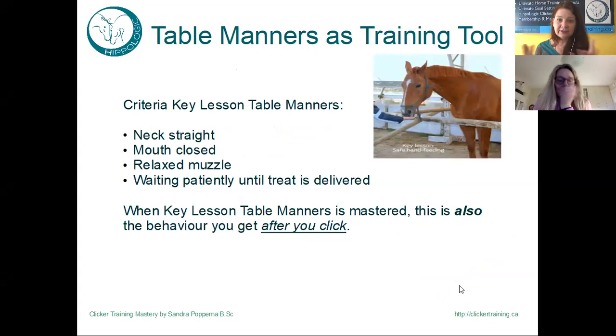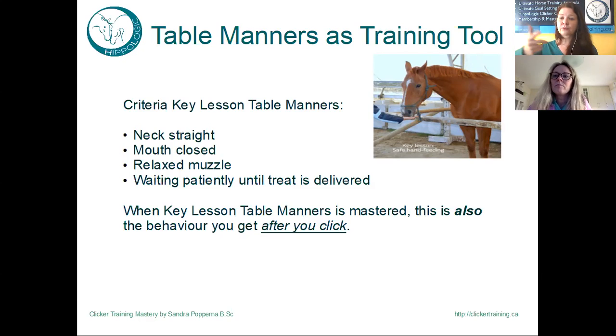So key lessons as a training tool, like the criteria for the key lessons were neck straight, mouth closed, relaxed muzzle, and waiting patiently until the treat is delivered. Most of the criteria are also still used after the click. Like when I sent Kira over to the cone and when she turned around, she did come to me, but she didn't really come to the treat because she already knows that it's not a buffet. She cannot pick which one and when. I serve her. So that part of the table manners is still honored, and it's still a criteria.